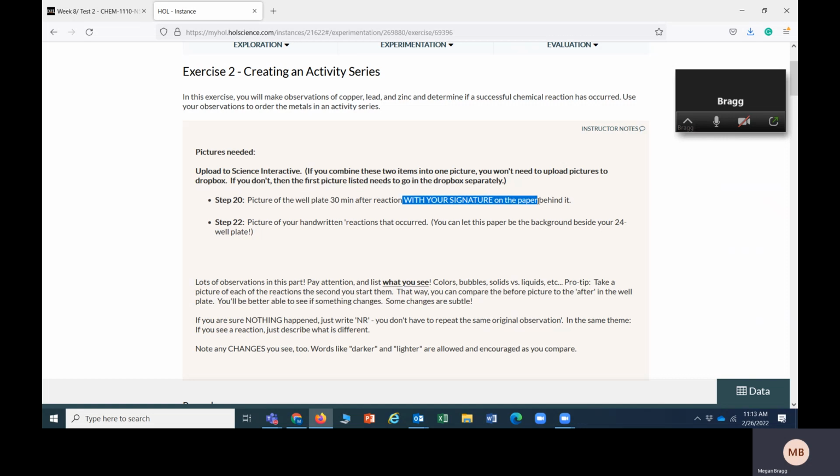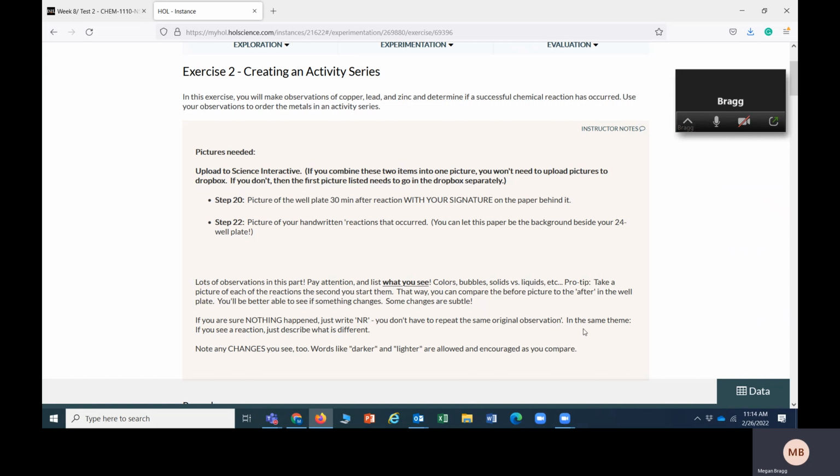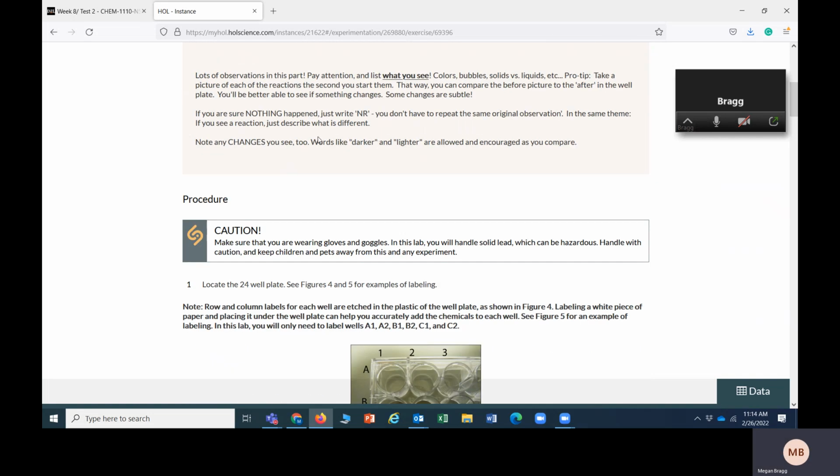Make sure your signature is on the paper. And you need to write out the handwritten reactions. Also, here's the reaction, write out what you see again. If nothing happens, just write NR, that'd be great. Don't rewrite the same original observation. And if you do see changes, write those, darker, lighter. You don't have to describe what was there before, just what has changed.